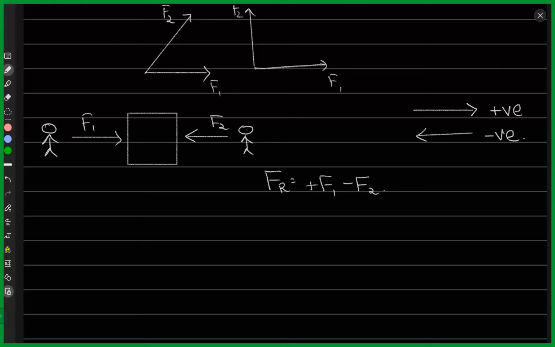Yes, sir. I have a question. If we already know that F2 is to the left, then why do we have to subtract it? It will always be negative, right? If we have already defined that F2 is negative, then why do we have to subtract it from F1? Wouldn't we just have to add it?